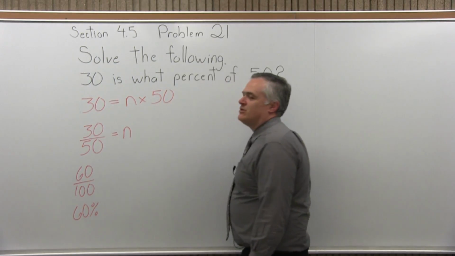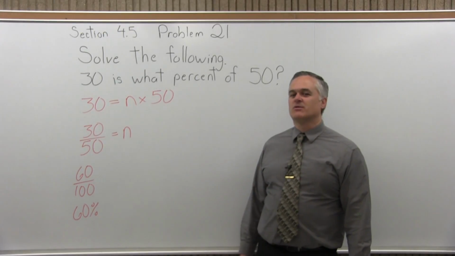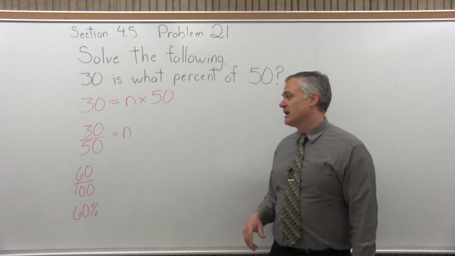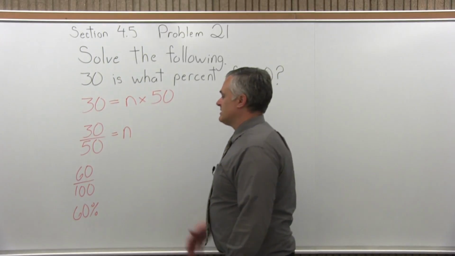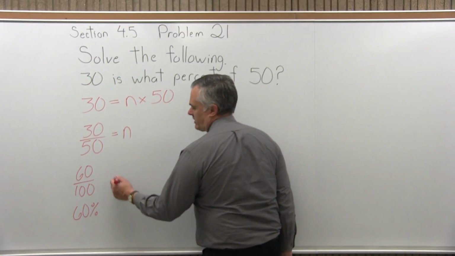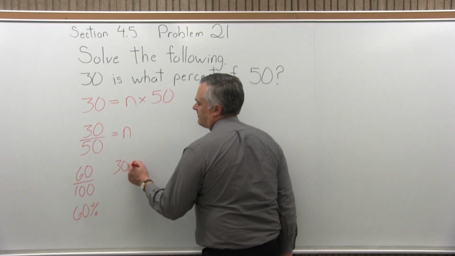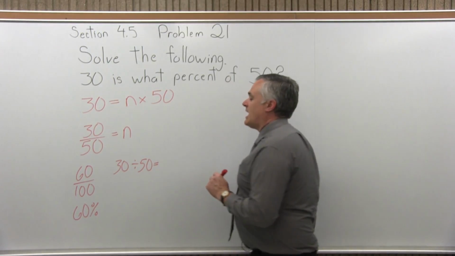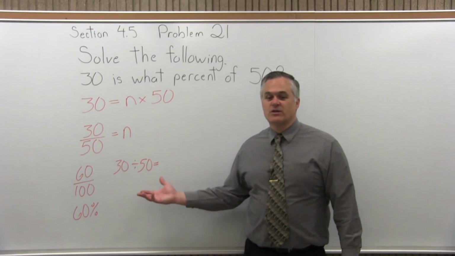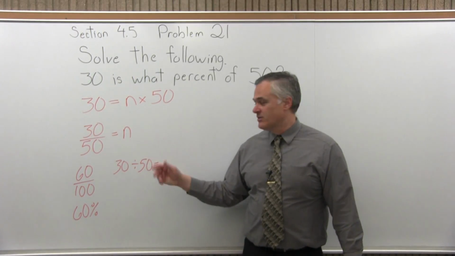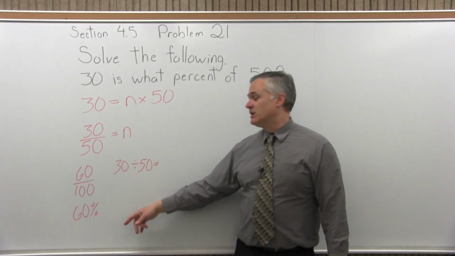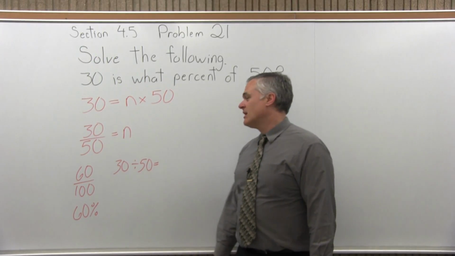Now, how would I do that if I couldn't make the denominator into a 100 easily? Because sometimes you can, sometimes you can't. What you would do is make this a division: the numerator, 30, divided by the denominator, 50, equals. Now, if your teacher will let you use a calculator, just run it through the calculator, and the calculator will say 0.6, which you convert to a percent, which is 60%.